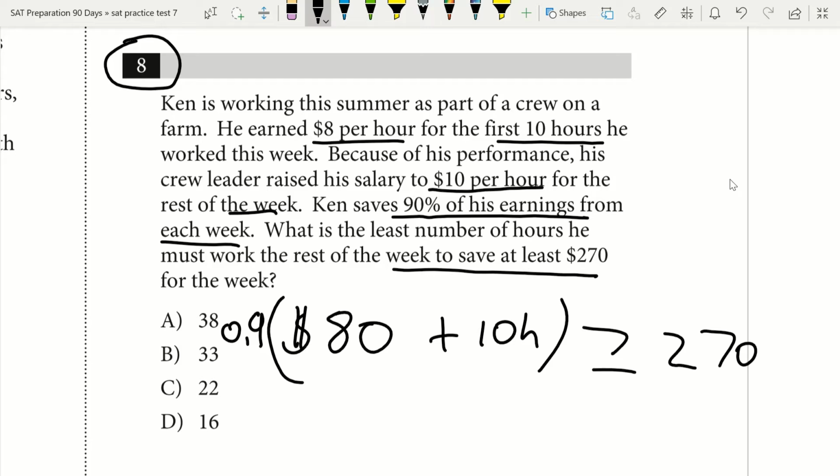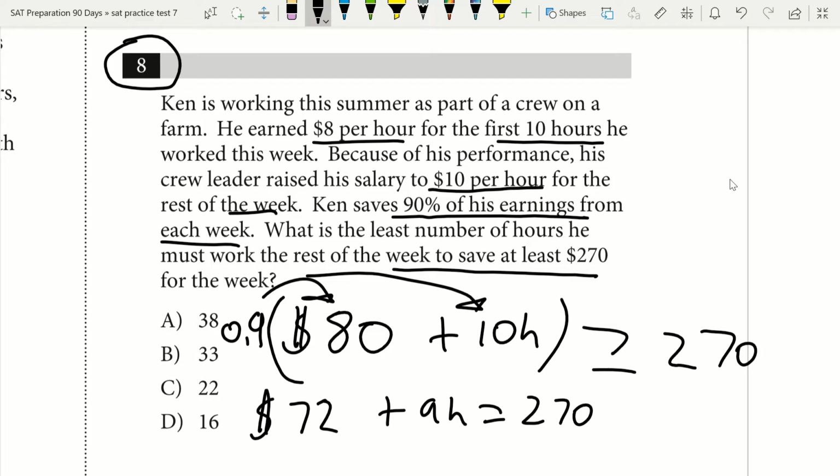So what I'm going to do here is I'm going to take 0.9 and multiply it by 80. I believe that's going to give me $72. I don't have my calculator on me. Also, it's the no calculator section, I do believe, so I wouldn't be able to use it anyways, but I know that that's going to be $72. Okay, and then I multiply my 0.9 by 10h, and that's going to give me plus 9h. Obviously, this is going to be set equal to that 270.